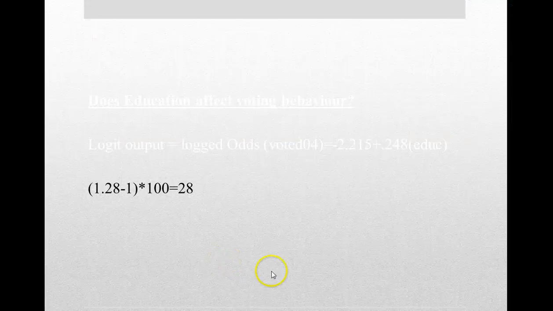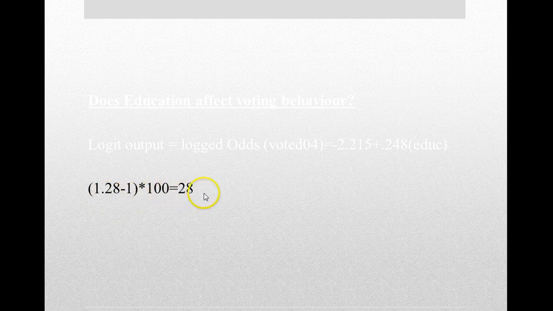We can do a simple arithmetic here where we subtract 1 from the odds ratio and then multiply by 100. In our current example, 1.28 minus 1 times 100 equals 28. So we can say that for each year increment in education, it increases the odds of voting by 28%. And obviously this relationship is positive, that is, when the logistic regression coefficient is greater than 0, and the odds ratio is greater than 1.